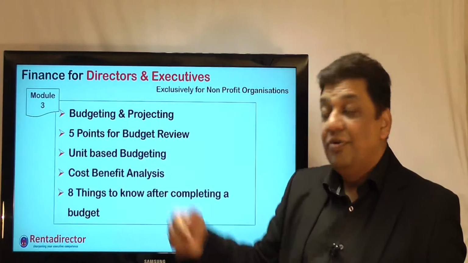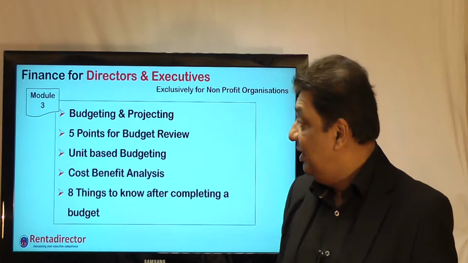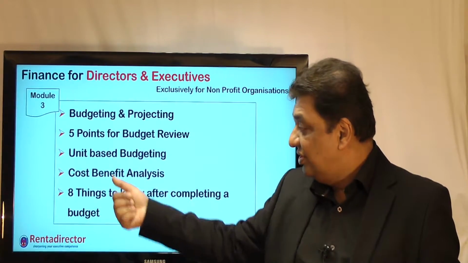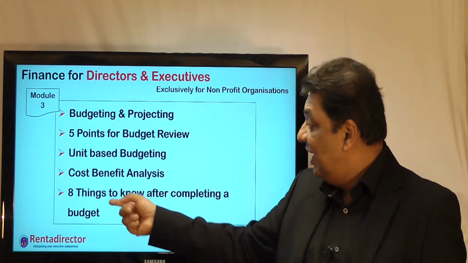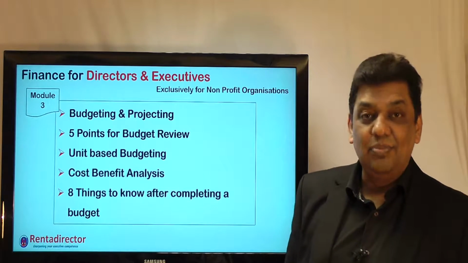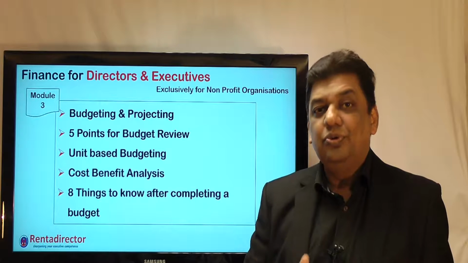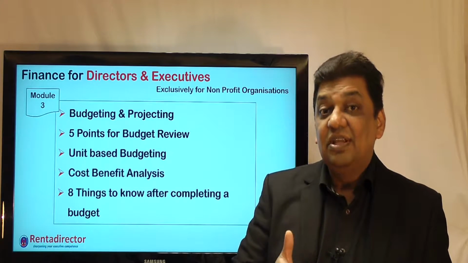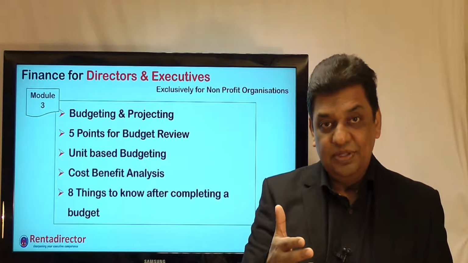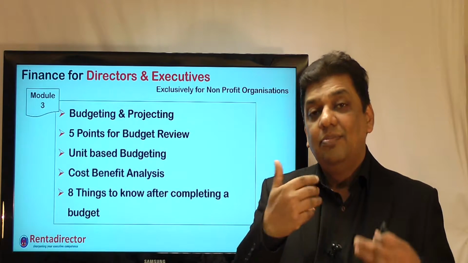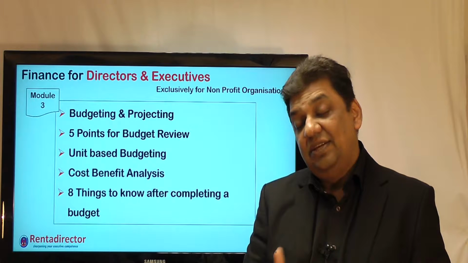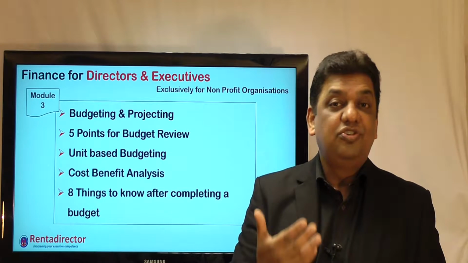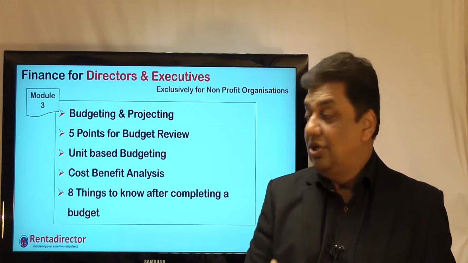In the third module, we then go into budgeting and projecting. We go into the 5 points for budget review, unit-based costing, cost benefit analysis, 8 things to know after completing a budget. Now, if you go through this particular program step by step, my idea is that you sharpen the financial competence. I'll be talking about the benefits, but I just wanted to tell you that this particular program is being done with the intention that you have the sharpness when it comes to financial competence.